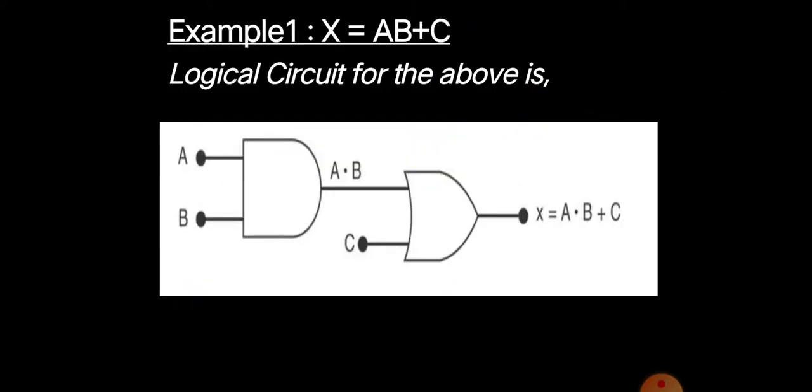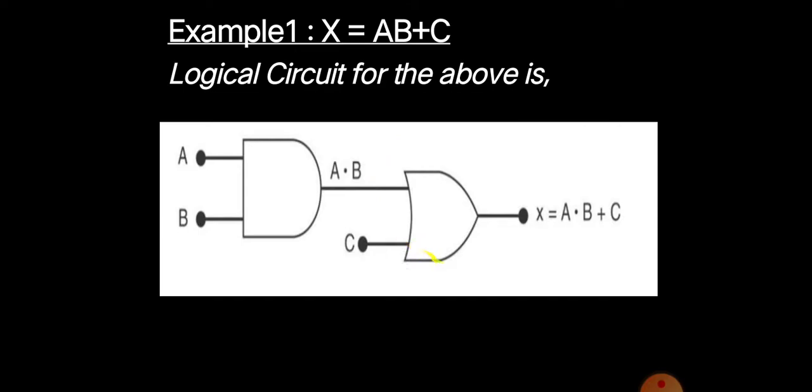So let us draw a logical circuit for the example, that is x is equal to AB plus C. Look at here, we need to draw the logic circuit, that is AB at first. This one. After that, from the output, you need to add another input called C. Then make an OR gate. There is a slight difference between AND and OR. The AND gate looks like a D symbol, whereas OR has a pointed arrow.